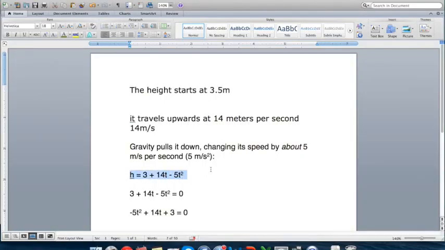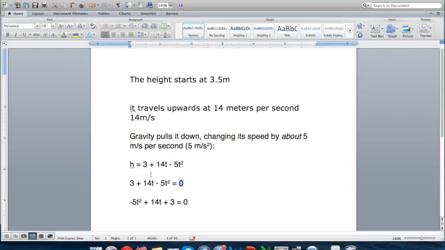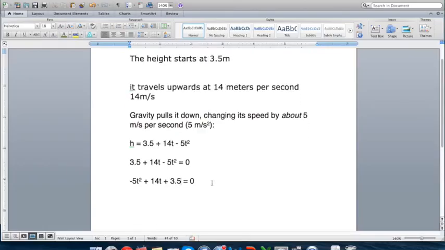Alright, hey guys, we're back. So let's say the height starts, as I said a while ago, at 3.5 meters. And it travels upwards at 14 meters per second. And let's say the question gave you that the gravity pulls it down, changing its speed by about 5 meters per second. This is some physics stuff here. Now here, this equation is h equals 3.5 plus 14t minus 5t squared.